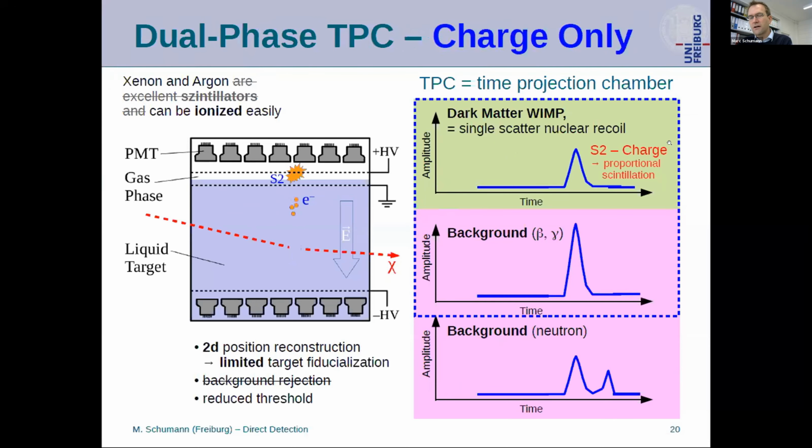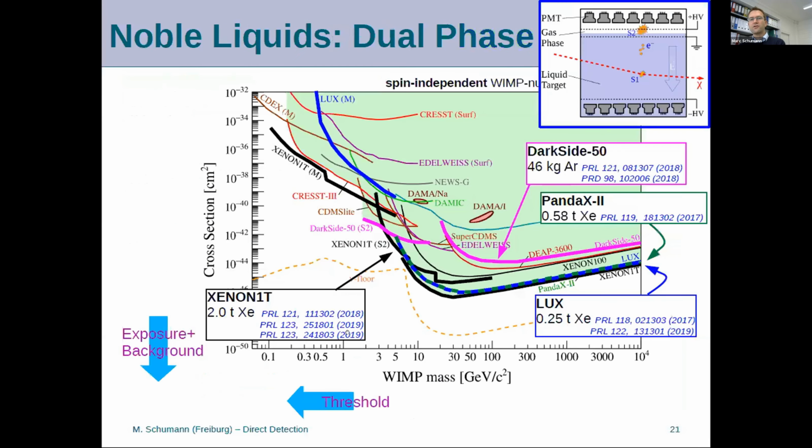What you can do now to lower the threshold is give up the requirement of a light detection. You only look at the charge. The price you pay is that background and signal look the same. You just have a charge signal. You have a limited fiducialization because you only have a two-dimensional position reconstruction, so you cannot fiducialize in Z, but what you get is reduced thresholds. And this is shown here.